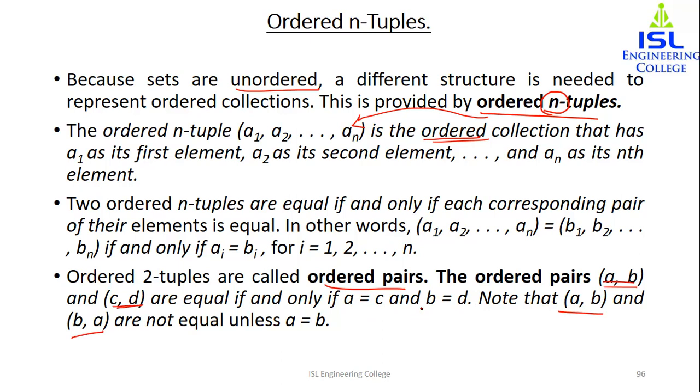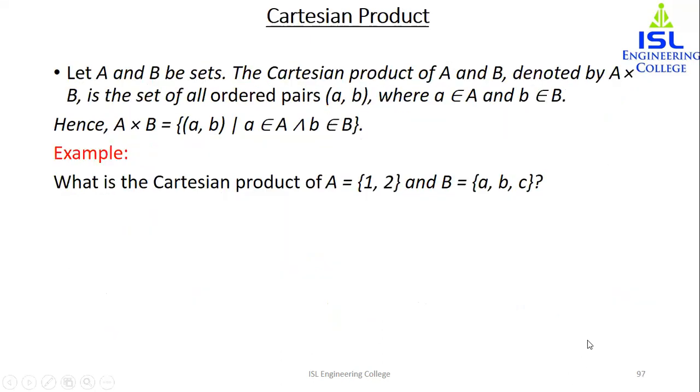The next topic is the Cartesian product. What do you mean by Cartesian product? If we have two sets A and B, then the Cartesian product is denoted by A cross B, and it is the set of all ordered pairs (a, b), where a belongs to capital A and b belongs to capital B. Hence, in set builder notation, A cross B is the set of (a, b) such that the first element belongs to capital A and the second element belongs to capital B.